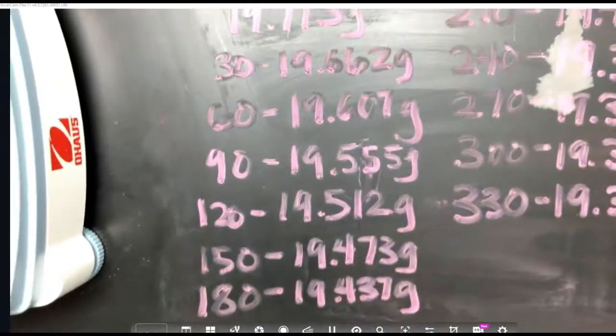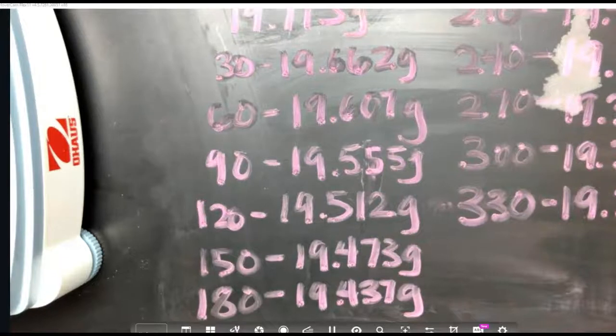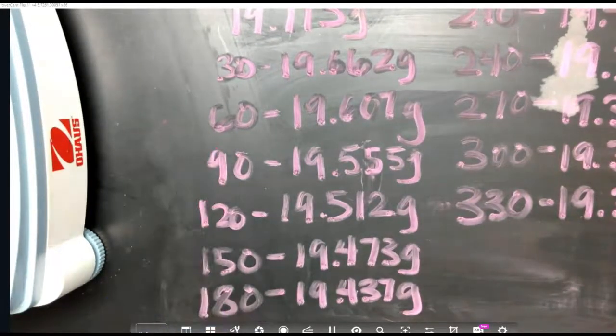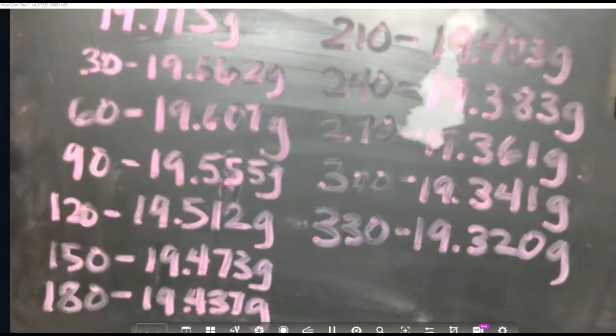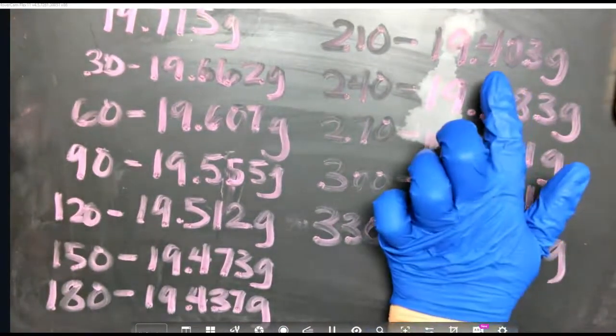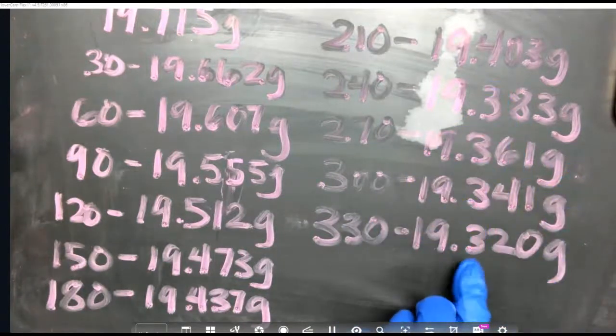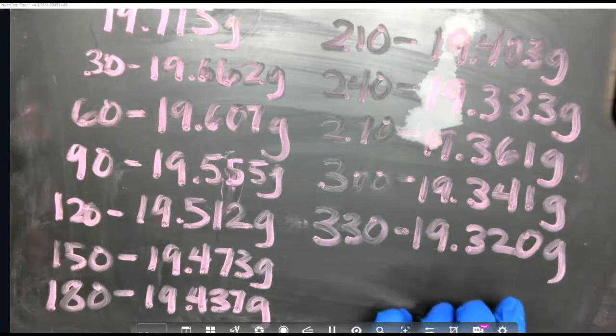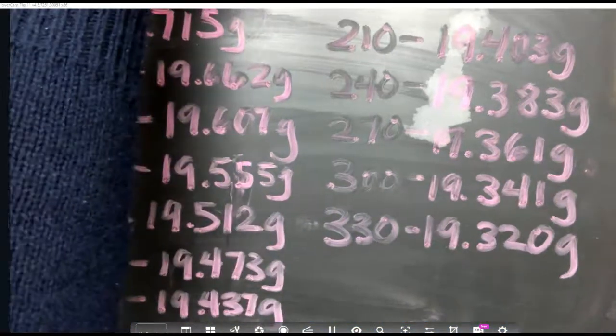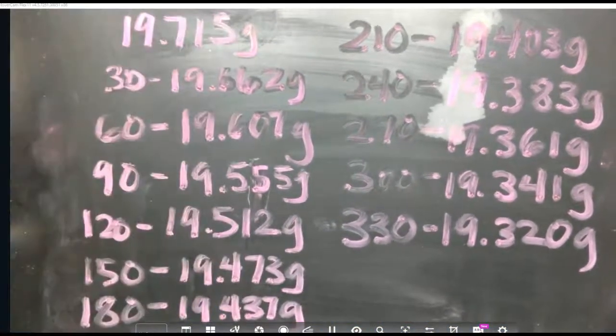Okay, so our data looks like this. We made it to 180 seconds and 19.437 for the first column, and then for the second column we made it all the way to 330 seconds, 19.403 grams all the way. Our final result was 19.320 grams. And so make sure you go ahead and record your data. I think that kind of shows us all the data right there.